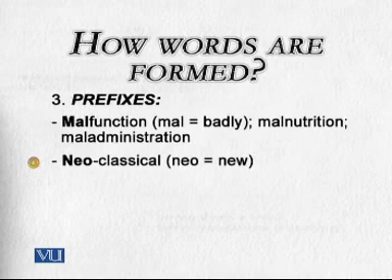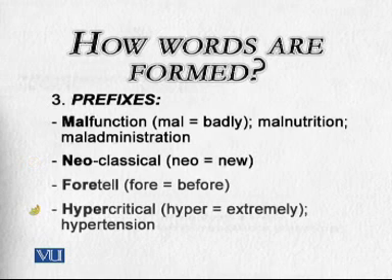Then neo is another prefix. Let's say the word is classical, and I say neoclassical. The neoclassical, of course, means a mix of old traditions and modern norms. So a mix of these, neoclassical. Another one, you can say hypercritical. Critical is actually a root word, hyper is a prefix. Prefix plus root word critical.